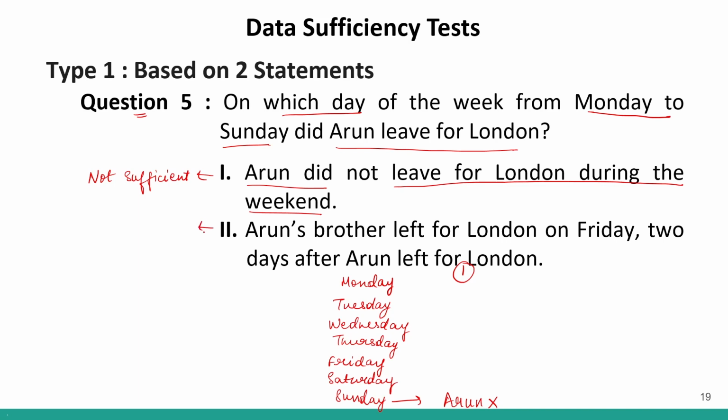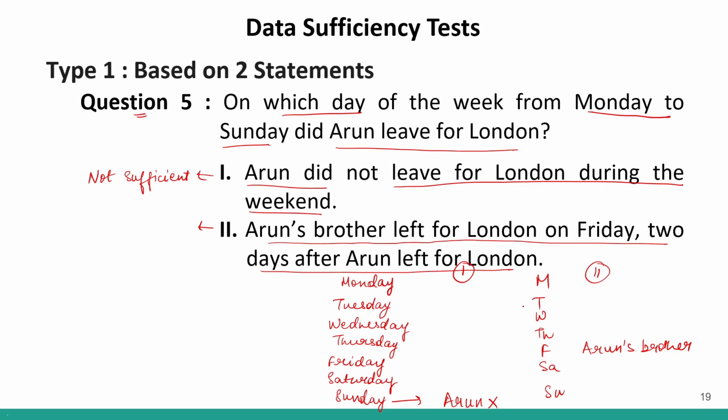Correct? Now, coming to statement number 2. Statement number 2 says that Arun's brother left for London on Friday. So let's say this is Monday, Tuesday, Wednesday, Thursday, Friday, Saturday, Sunday. So Arun's brother left for London on Friday, and this is 2 days after Arun left for London. So 2 days after means Arun left on Tuesday.